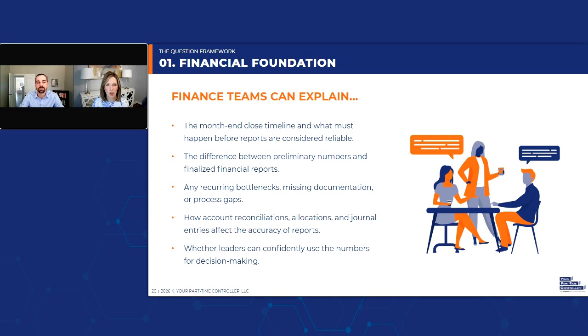On the other side of that conversation, here's what a well-functioning finance team can be prepared to explain: the month-end close timeline and what has happened before reports are reliable, the difference between preliminary and finalized numbers, any recurring bottlenecks or documentation gaps, and how reconciliations, allocations, and journal entries affect accuracy.